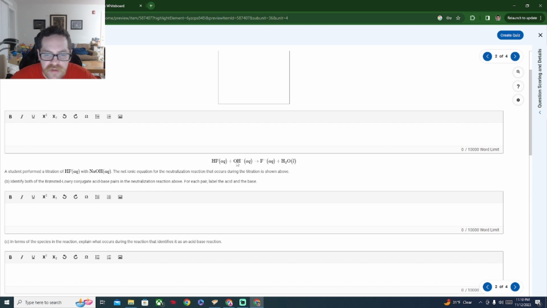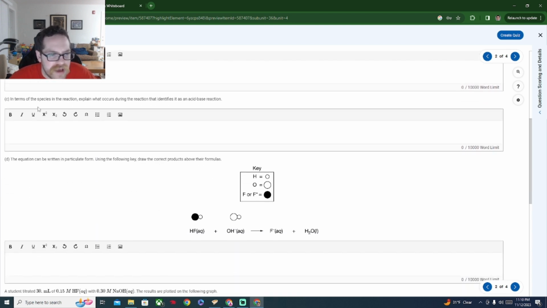OH minus is the base. Water is its acid pair, because water could be an acid and give off an H plus to turn back into OH minus. HF is the pretty obvious acid, being that it's an acid, and it gives off a hydrogen to make F minus. If F minus took back a hydrogen, it would become HF again, meaning it is a base. So, acid, base pair. Base, acid pair.